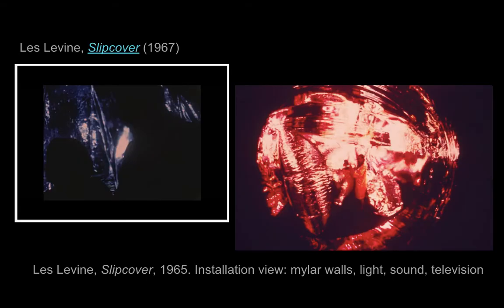At Les Levine's first installation at the Art Gallery of Toronto, the work called Slipcover from 1967 showed viewers recorded images of themselves on a series of monitors. It created an eerie feeling, and it raised awareness about the notions of surveillance. Please watch the short excerpt linked on this slide.